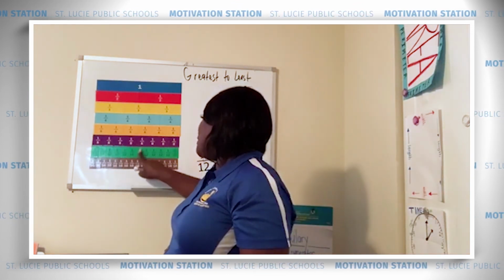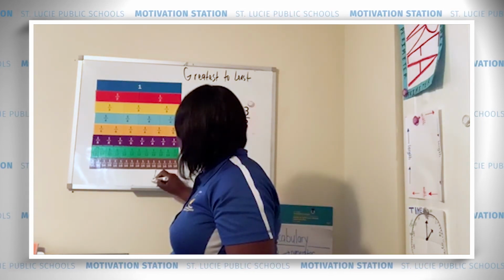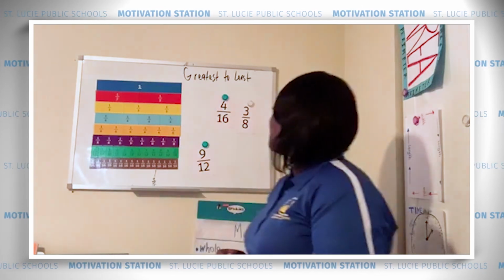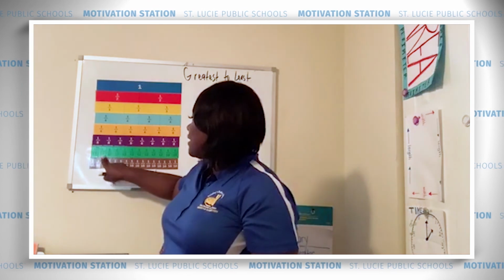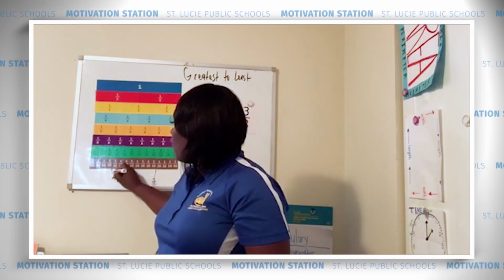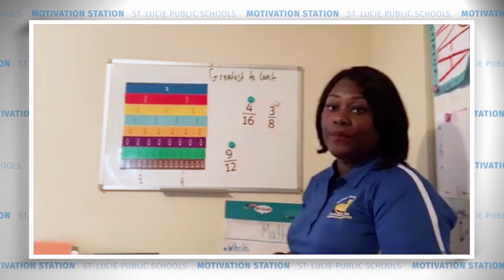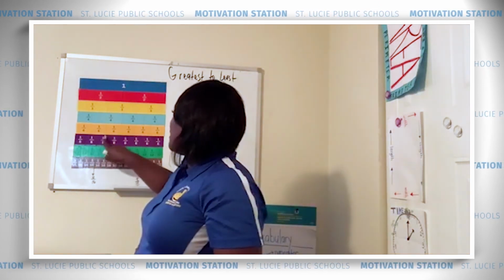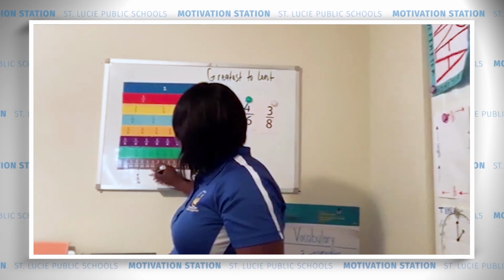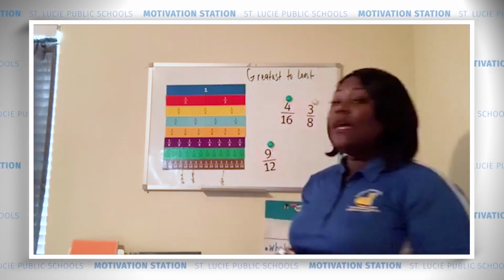1/12, 2/12, 3/12, 4/12, 5/12, 6/12, 7/12, 8/12, 9/12. 9/12 comes out to about here. And let's take a look at 4/16. 1/16, 2/16, 3/16, 4/16. 4/16 comes out at about here. It's kind of like I'm making a number line. Now let's take a look at 3/8. 1/8, 2/8, 3/8. 3/8 comes out at about here.